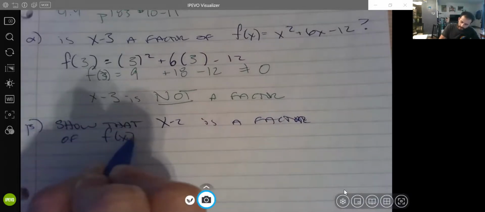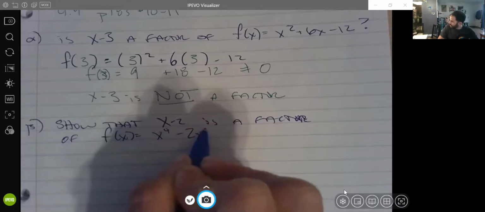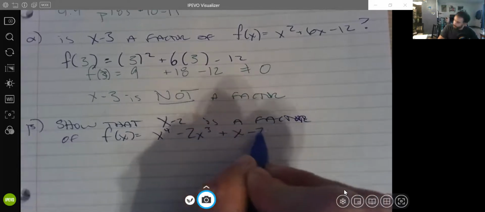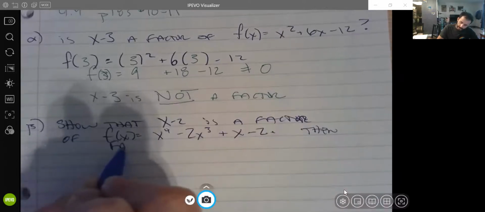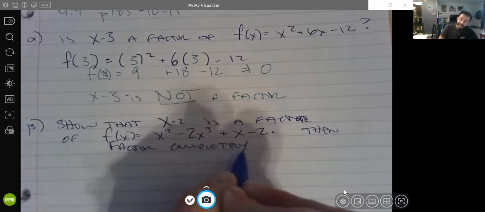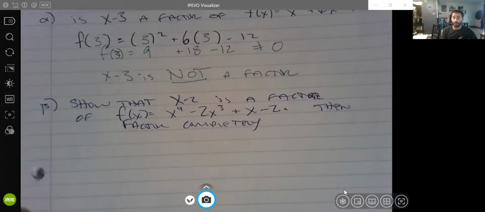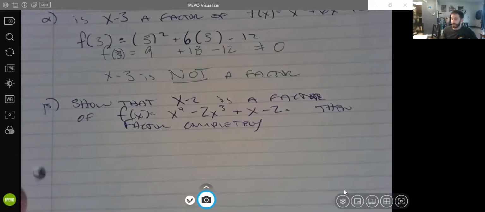Of f of x equals x to the 4th minus 2x cubed plus x minus 2, then factor completely. Now, even the book will tell you, just go ahead and plug in positive 2, and if you get 0, great, keep going, all right? Even the book's going to tell you that. And we could do that. Not that you can see this question in the book, but you see a similar question in the book. However, I'm going to tell you this right now. We've actually already practiced a couple of these problems.